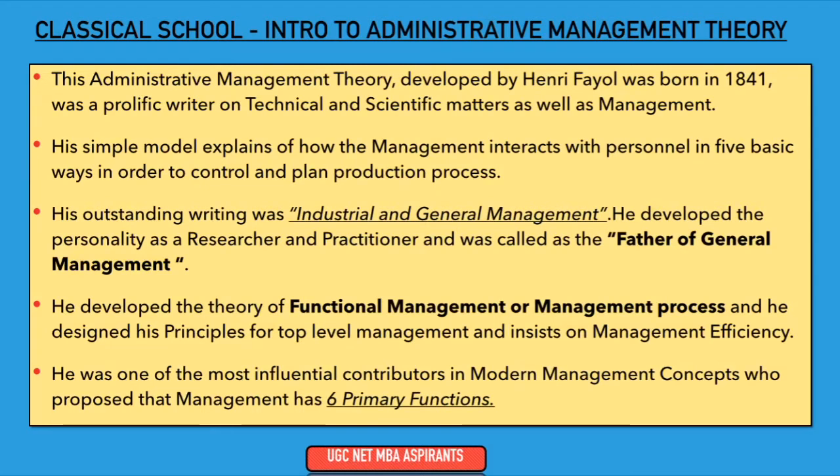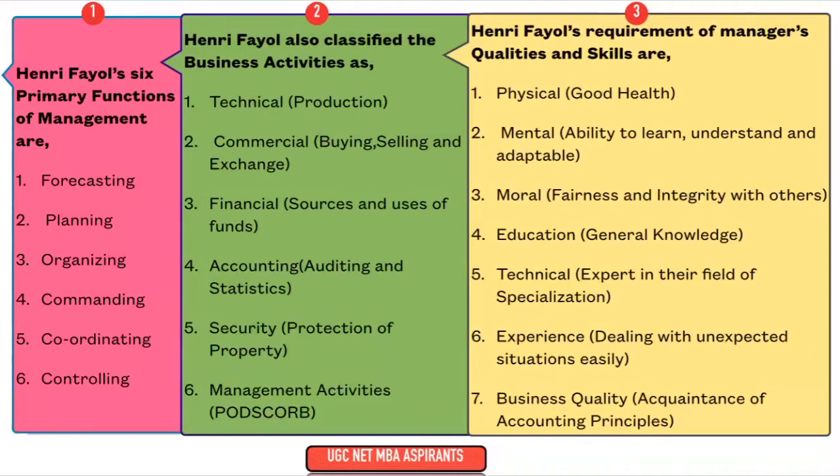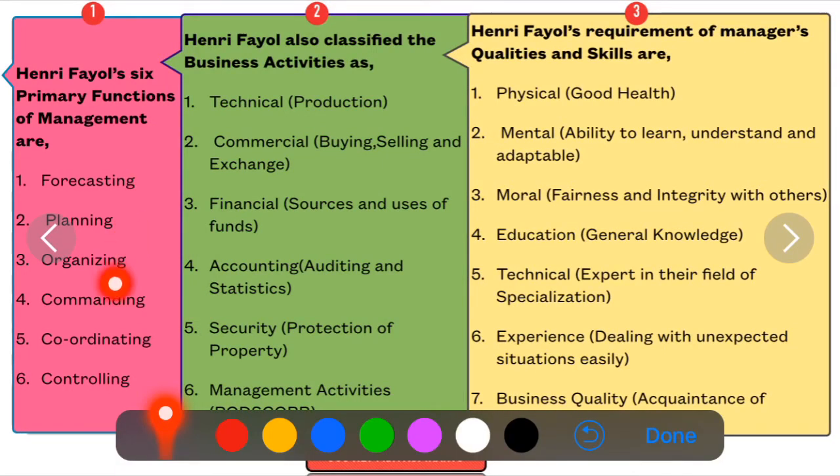He developed the personality as a researcher and practitioner and was called the father of general management, whereas F.W. Taylor was called the father of scientific management. He developed the theory of functional management or management process, and he designed his principles for top level management and insists on management efficiency. Whereas F.W. Taylor, who is the author of scientific management theory, insists on productivity. He was one of the most influential contributors in modern management concepts who proposed that management has 6 basic or main primary functions. Fayol's 6 primary functions of management are forecasting, planning, organizing, commanding, coordinating, and controlling.